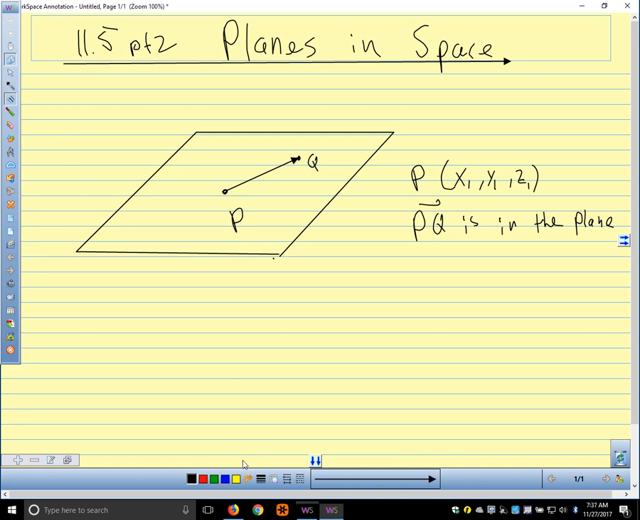And here's our normal vector. There's a normal vector to the plane. I'm going to say that's n. And this is a 90-degree angle. Those two vectors are orthogonal. The vector is normal to the plane. n is orthogonal to PQ. And we're going to say n in component form is the vector ABC. So there's our setup.